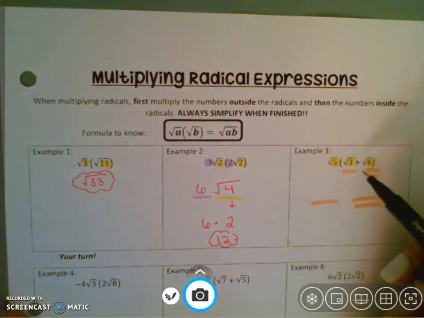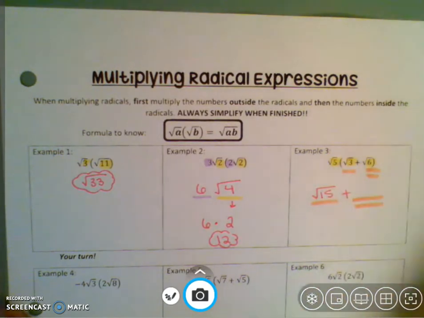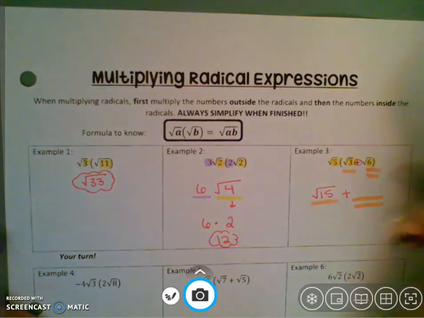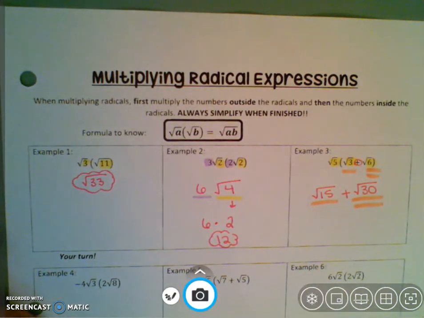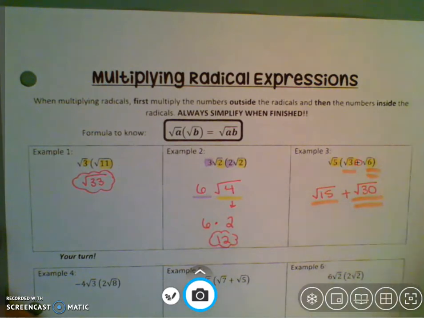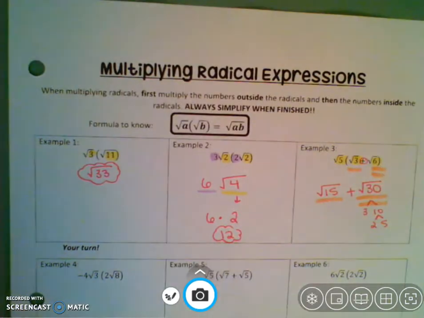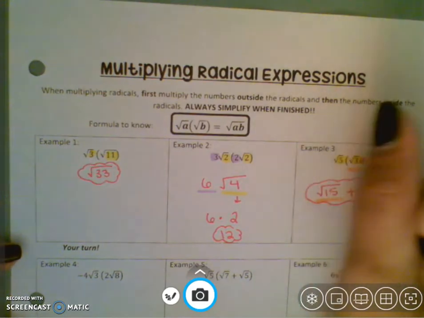So the square root of 5 times the square root of 3, both insides multiply together, bring down your plus sign because it was a plus sign up here, and then the next one is the square root of 5 times 6, which makes 30. So let's see, that 15 is 3 and 5, so that doesn't simplify anymore. 30 is 3, 10, which is 2 and 5, so those don't simplify either. So this does not simplify anymore, so this is just your final answer.